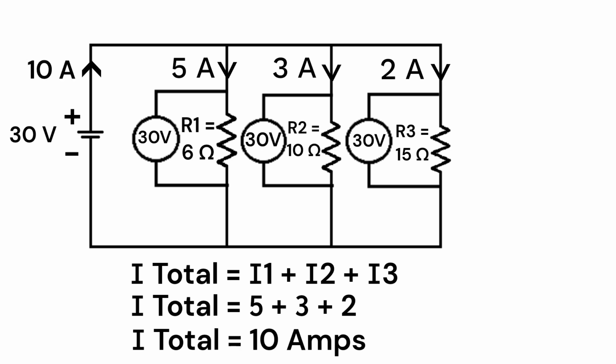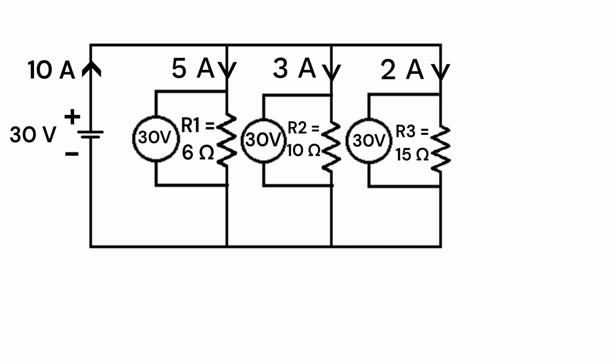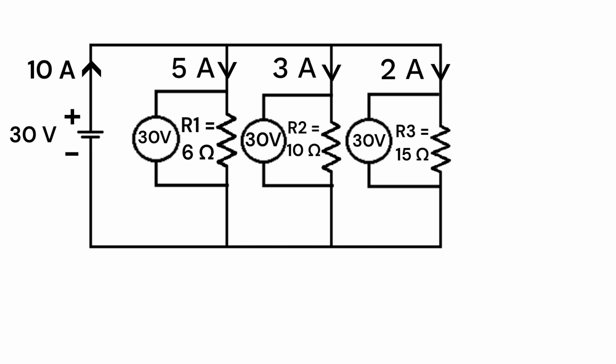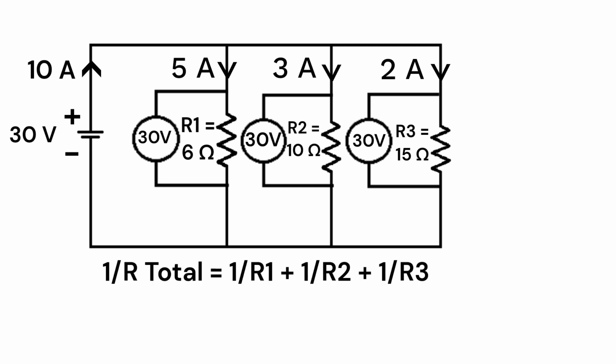Now again let's calculate the current, but this time by using the total values. So I is equal to V by R. I total is equal to V total by R total. We already know voltage is the same everywhere in a parallel circuit. So we already have V total, which is 30 volts, but we don't have the R total, so let's calculate the R total. We already have the formula to know the total resistance in a parallel circuit, which is 1 by R total is equal to 1 by R1 plus 1 by R2 plus 1 by R3.